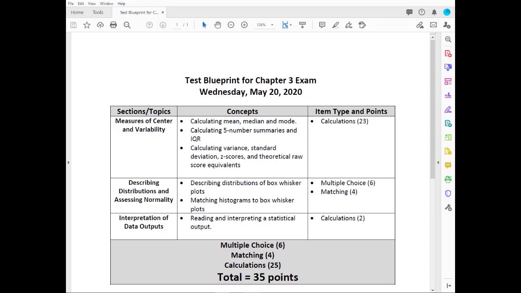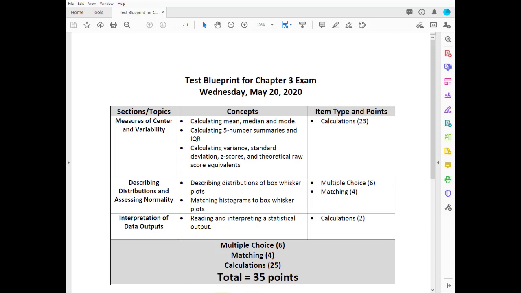I have linked it in the description box below, along with the Google Slides for this entire chapter for your convenience. The majority of the test will be calculations. So there will be fields inside of Blackboard where you'll actually have to type out a number. Please make sure that you notice if it's asking you to round and to what extent. Like I said, you will have a lot of calculations. So 25 out of the 35 points will be actual calculations.